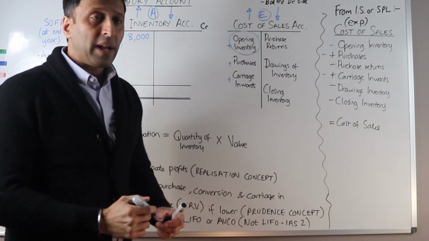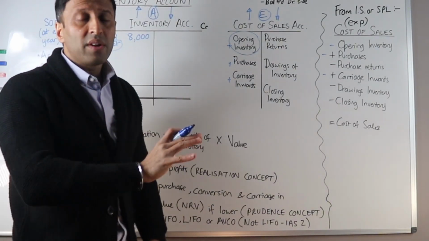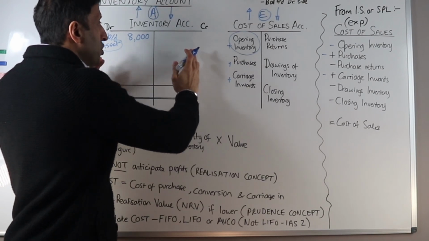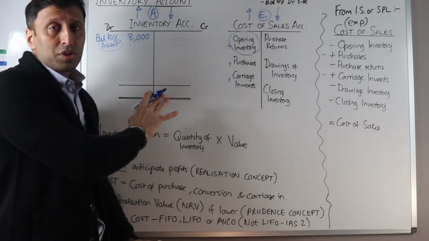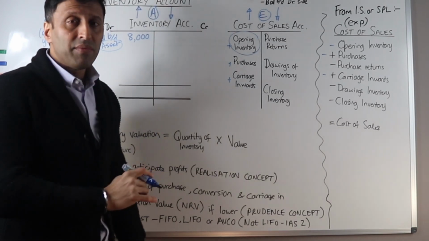Now we need to do the double entry. As soon as we see 8,000 in the inventory account, we have accounted for that in the statement of financial position at the end of the year. We do not track inventory within the inventory account, we just introduce or include the value of closing inventory at the end of the year in the inventory account.